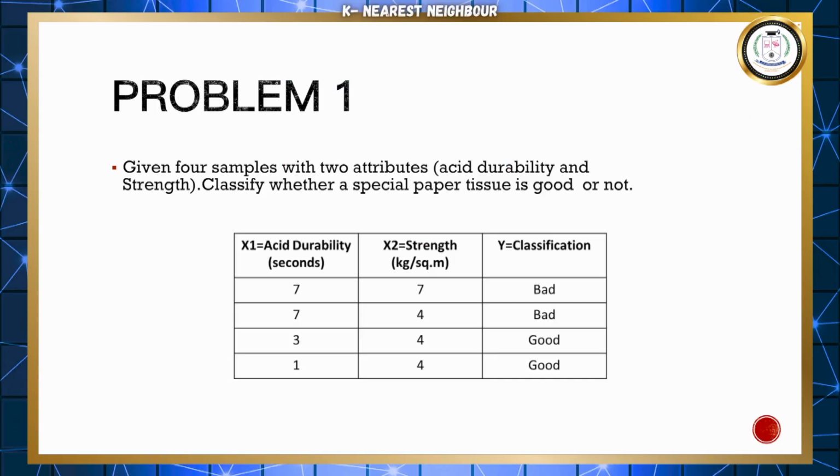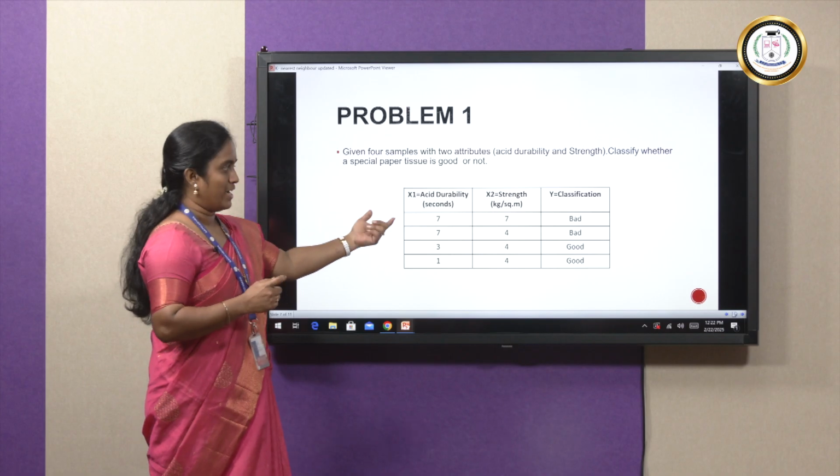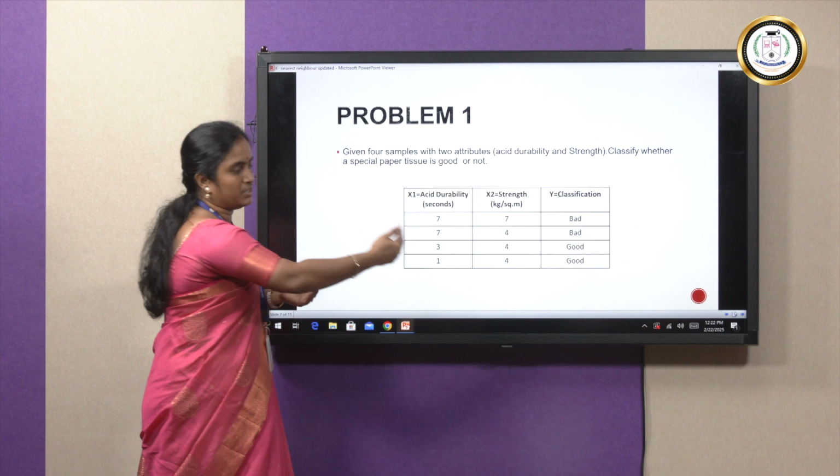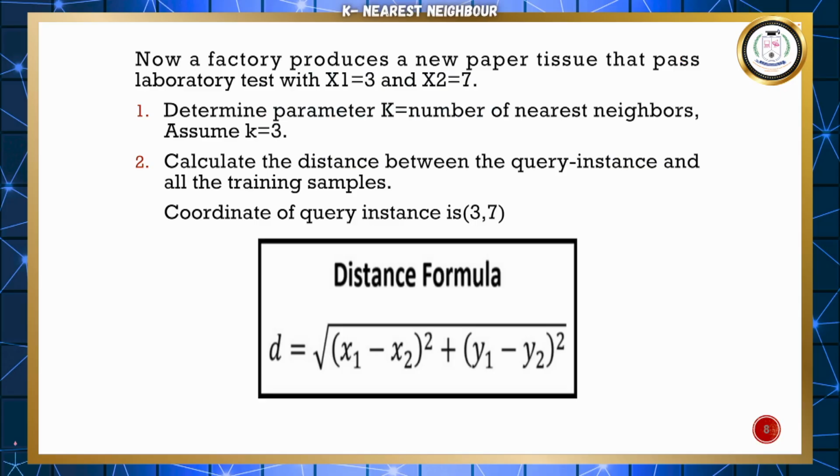So this is the data set given, wherein we have 2 bad records and 2 good records, and we will now give a new data point with acid durability value and strength given. We will have to predict whether the tissue paper is good or bad. In the given data set, the new data point is durability is 3 and the strength is 7, and we will have to predict whether that particular tissue paper is good or bad. So how do we do it?